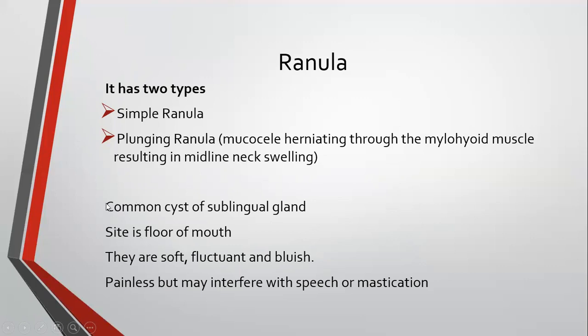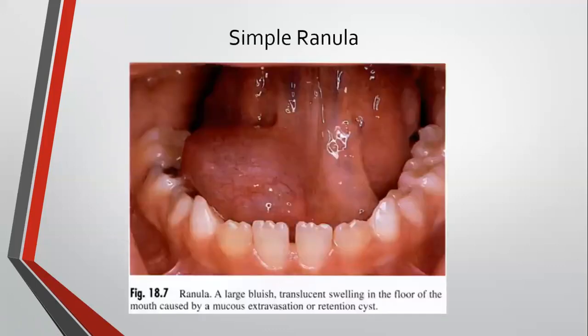So ranula is basically the common cyst of the sublingual gland. This can also come in the exam. It occurs more commonly in the floor of the mouth. They are soft, fluctuant, and bluish. Do remember this as well. It is painless, but may interfere with speech or mastication. Ranula is basically a large, bluish, translucent swelling in the floor of the mouth caused by a mucus extravasation or retention cyst.